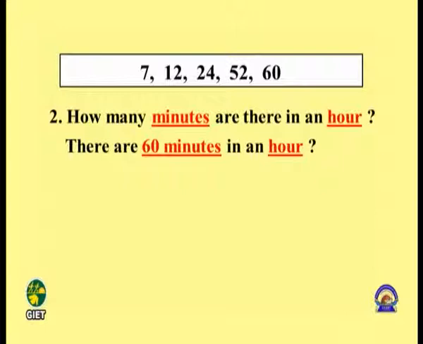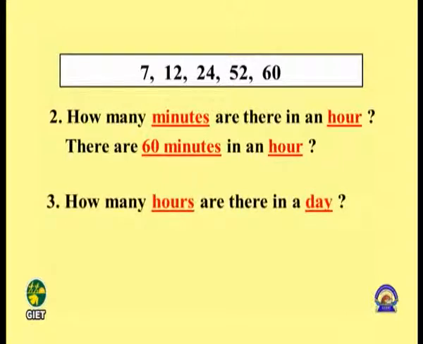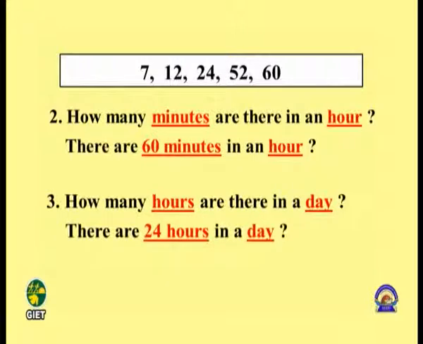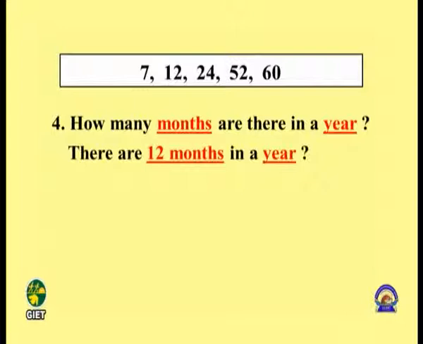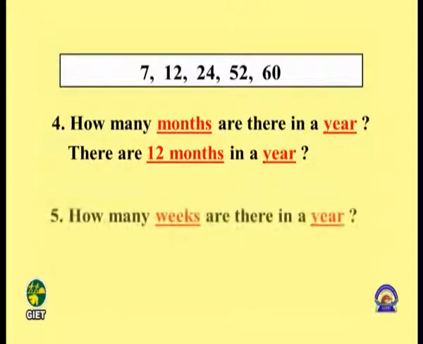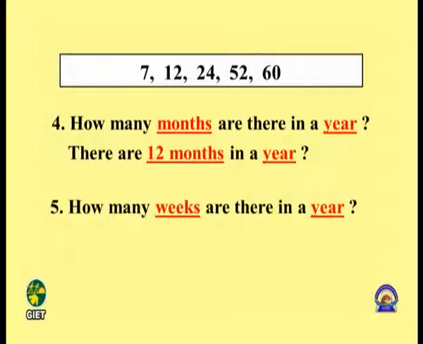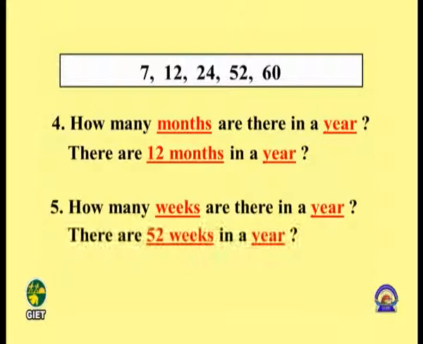Here is your next question. How many hours are there in a day? Yes, there are 24 hours in a day. Let's see the next question. How many months are there in a year? Very good. There are 12 months in a year. And here is your last question. How many weeks are there in a year? There are 52 weeks in a year.